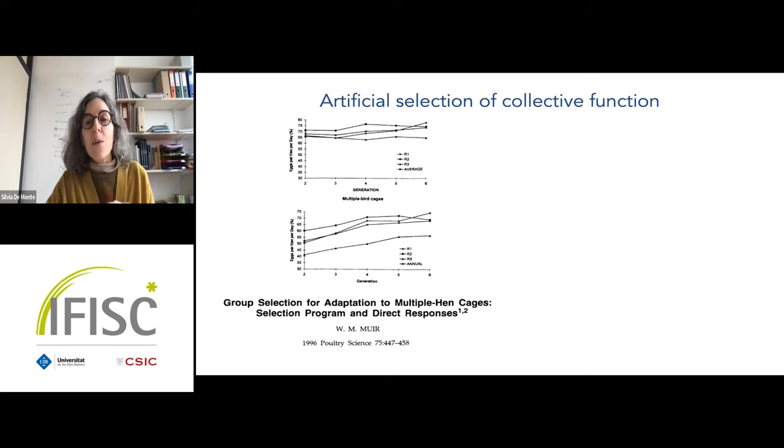And in order to do this, one can go back to some classical and now classically heretical experiment that was performed to prove that selection can act at the level of groups. So this is not bacteria, this is hens. And it's an experiment that aimed at maximizing the production of eggs from hens that were kept in cages. So each cage contained a certain number of hens, and the possibility was either to select hens individually for best egg production, or you would select the whole cage of hens.